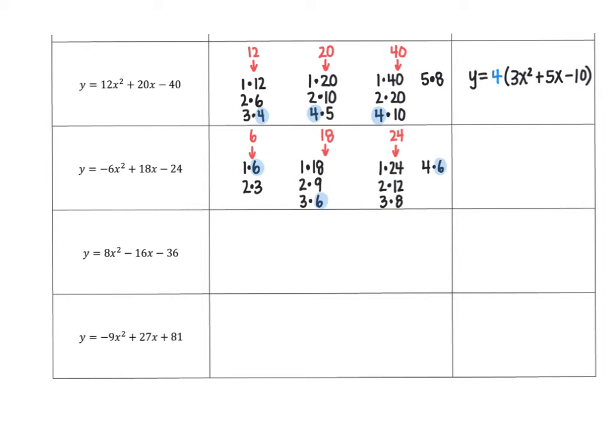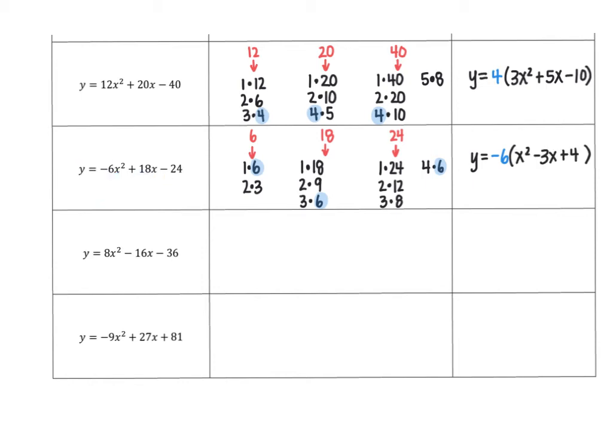Since the original expression has a negative 6 as its coefficient of the x squared, this is what we're going to factor out. So we'll have negative 6 out front of the brackets, and inside the brackets we'll have the result if our original expression were divided by negative 6. This would be x squared minus 3x plus 4.